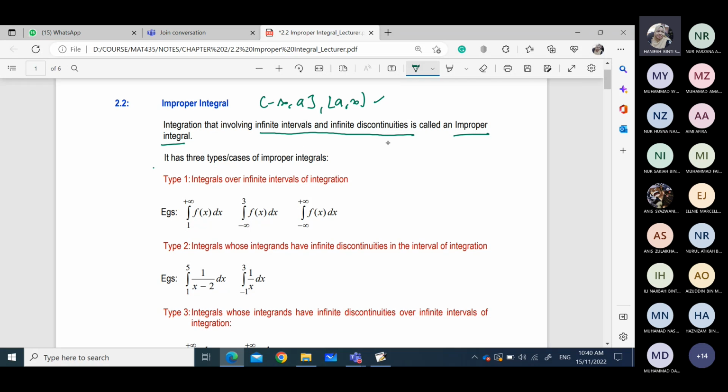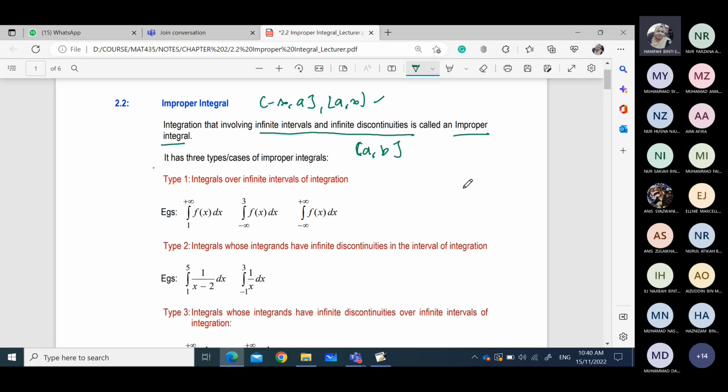Okay. Yang discontinuities, kalau kita ada limit yang ada gap dekat situ ataupun yang ada berkaitan dengan asymptote. For example, let's say we have limit A to B, where A does not include in X values, ataupun tidak termasuk dalam nilai-nilai X. So ini kita panggil sebagai discontinuities. Itu pun kita panggil sebagai improper integral.